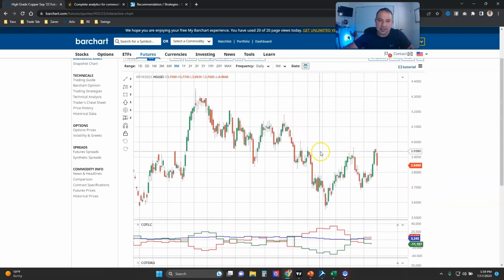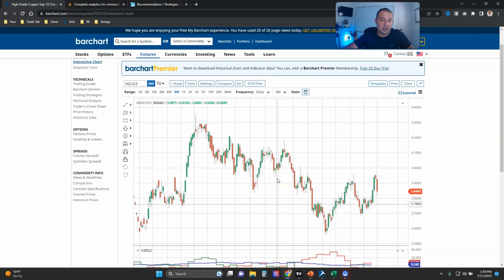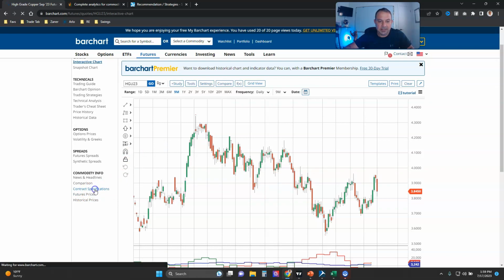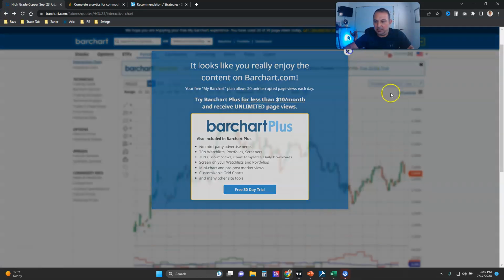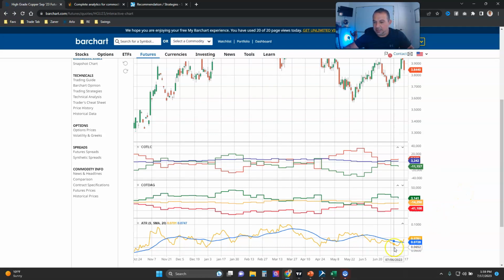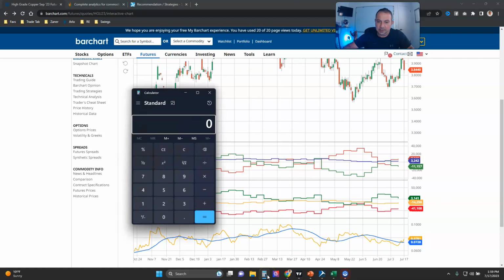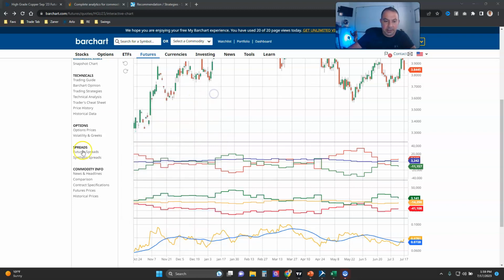0.0781, meaning that if you are long or short one contract in high-grade copper, you take the point value, go to contract specs and get the point value, which is 25,000, and multiply by the ATR. So 0.0781 times 25,000 means you can make or lose about $2,000 on a daily basis over the last 20 days. But when we take a spread, now again, not all spreads are made equal.